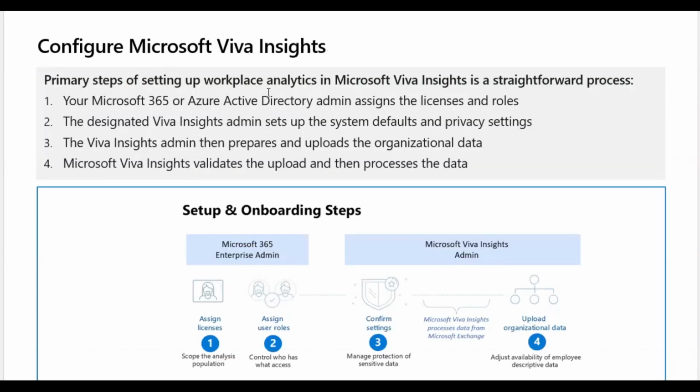The primary steps for setting up Workplace Analytics in Microsoft Viva Insights are a straightforward process. Your Microsoft 365 or Azure AD admin assigns the license. The designated Viva Insights admin sets up the system default and privacy settings, assigns roles and confirms settings, manages protections of sensitive data, uploads organizational data, and adjusts availability of employees' descriptive data. Microsoft Viva Insights processes data from Microsoft Exchange.